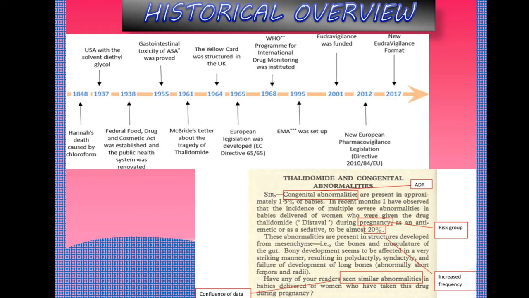Soon, in the year 1964, the yellow card system was introduced in the UK. It is a specific form to compile spontaneous reports of drug toxicity. And after that, in 1965, the thalidomide disaster stimulated the development of European legislation also, with the EC directive 65/65.